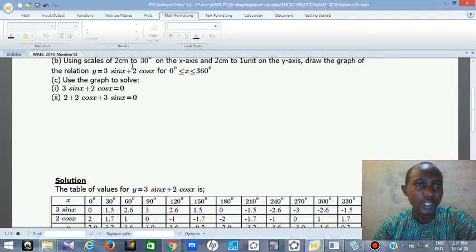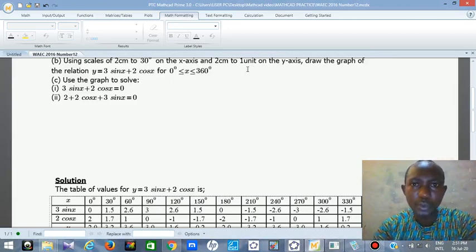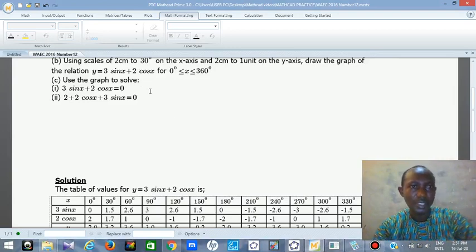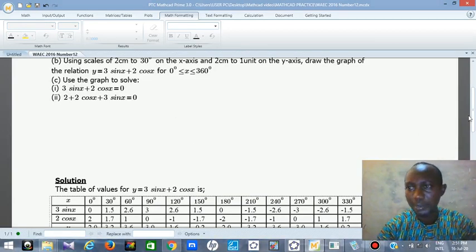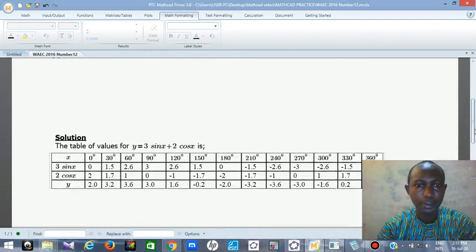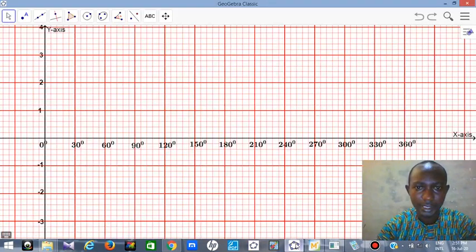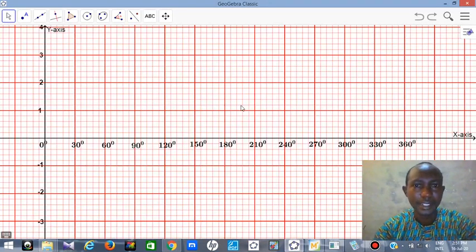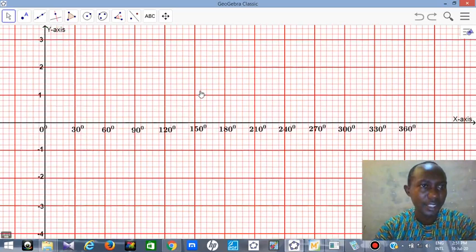Now that everything is correct, let's go to the B part of the question, which is using a scale of 2 cm to 30 degrees on the x-axis and 2 cm to 1 unit on the y-axis to draw the graph of this relation. So I've also set my graph down. Let me show you my graph paper. I've done the scale and everything. I've arranged it. So this is it.